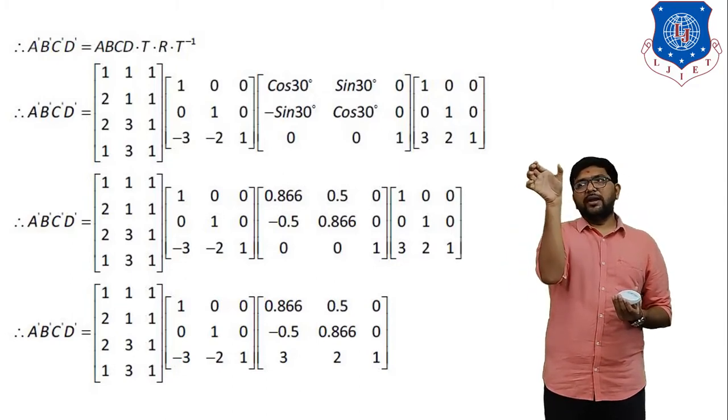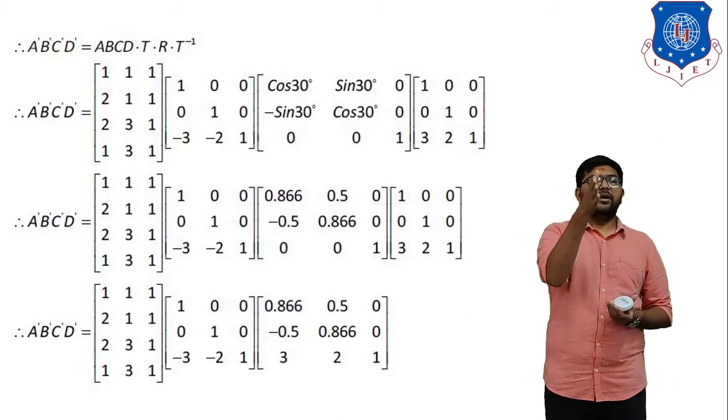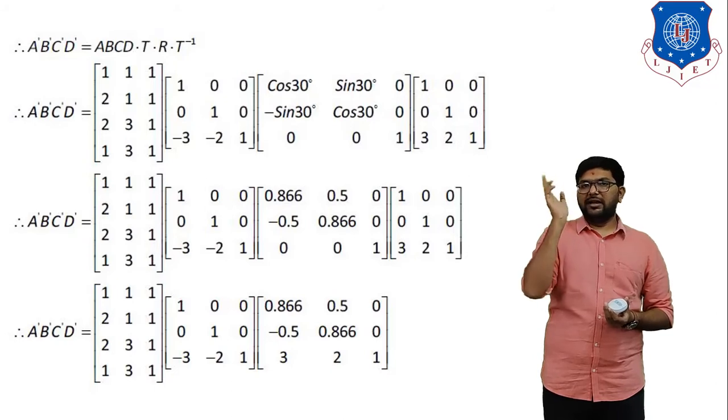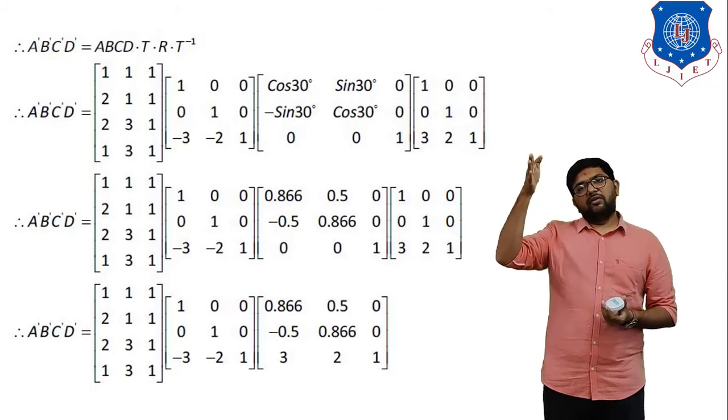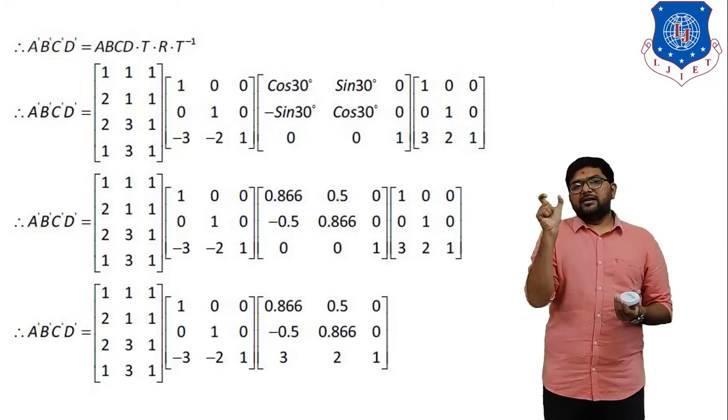First you have to write down the coordinates of the rectangle. So in the first step, we write down all the coordinates: 1 1, 2 1, 2 3, and 1 3. Clear? The z coordinate of all the points we have to consider as 1. Clear? Second, that is translation.